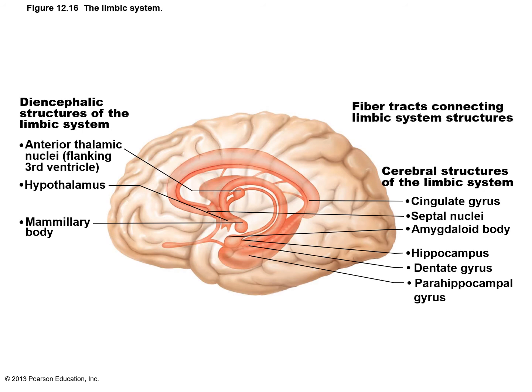Finally, we have the fiber tracts that connect these different structures. These are the connections between the diencephalon and the cerebrum. And these are the fornix and the anterior commissure.